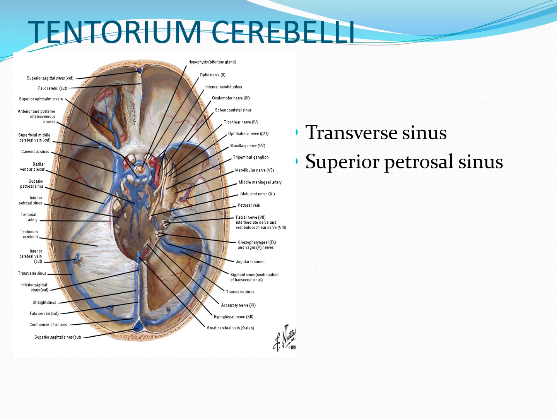Now let us see what are the sinuses present within the tentorium cerebelli. As you can see here, this is the tentorium cerebelli. The sinuses present here are the transverse sinus, then we have the superior petrosal sinus. So we have the transverse sinus and the superior petrosal sinus.